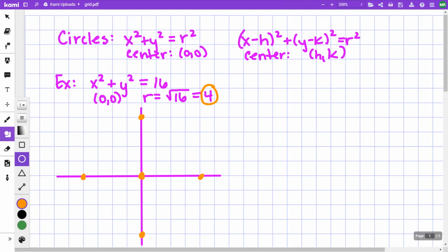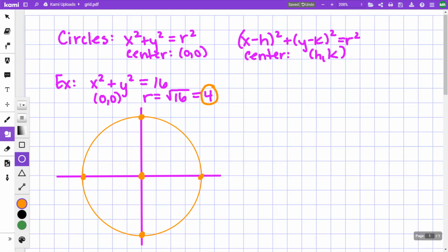And if you're using the drawing tool, I know you're doing it in your composition book, you can just get the circle, hold shift, start at one of the points, and then you can drag it, and there's your circle.